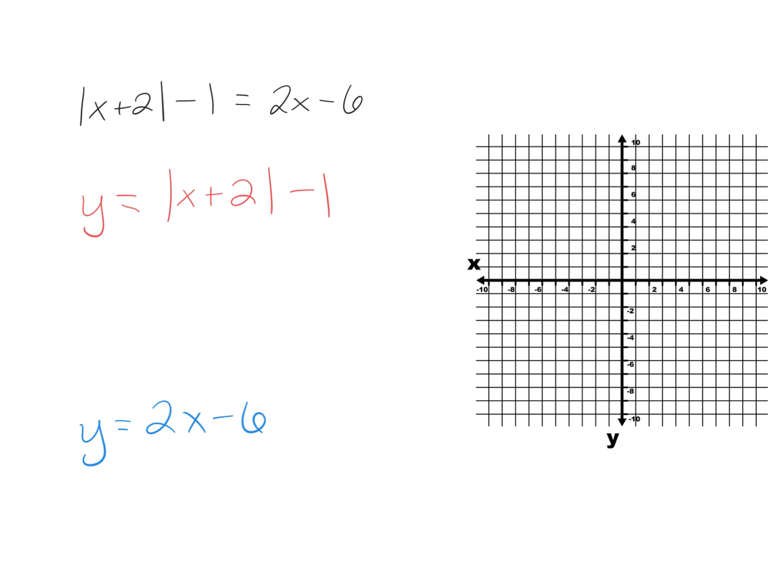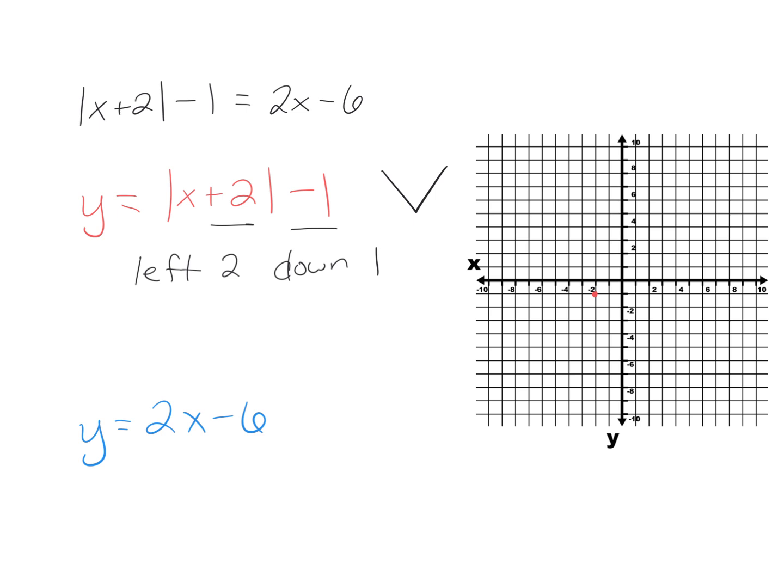Okay, let's look at this red one first. What is my red graph going to look like? A V, right? Upright or upside down? Upright. What does plus 2 tell me? And it's in the absolute value. Let's start here. What does this minus 1 tell me? Down 1. And then plus 2 tells me left 2. So that's where I get my starting point from. From the origin, I'm going to go left 2, down 1.